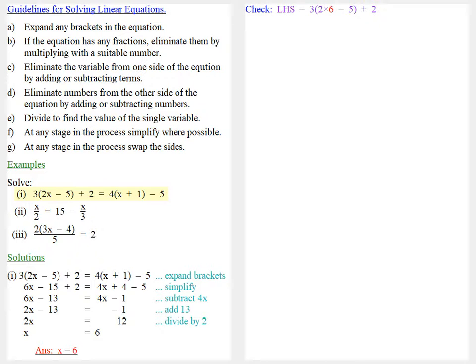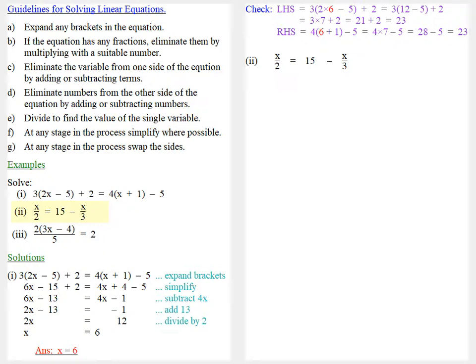And we can check this. The left-hand side is 3 times 2 times 6 minus 5 plus 2, which is equal to 3 into 12 minus 5 plus 2, or 3 times 7 plus 2, which is 21 plus 2, or 23. Now the right-hand side is 4 into 6 plus 1 minus 5, which is equal to 4 times 7 minus 5, or 28 minus 5, which is also 23. So the left-hand side is equal to the right-hand side.